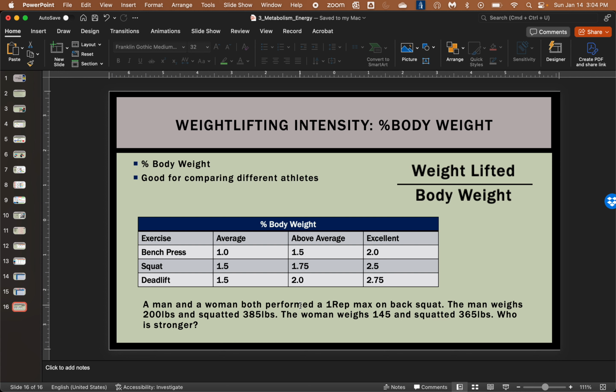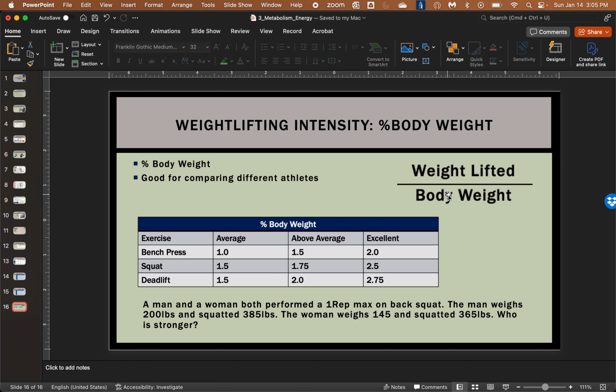All right, so here is something to try on your own. You have a man and a woman performing a 1 rep max on back squat. The man weighs 200 and squatted 385. The woman weighs 145 and squatted 365. Who is stronger? Try it out on your own.